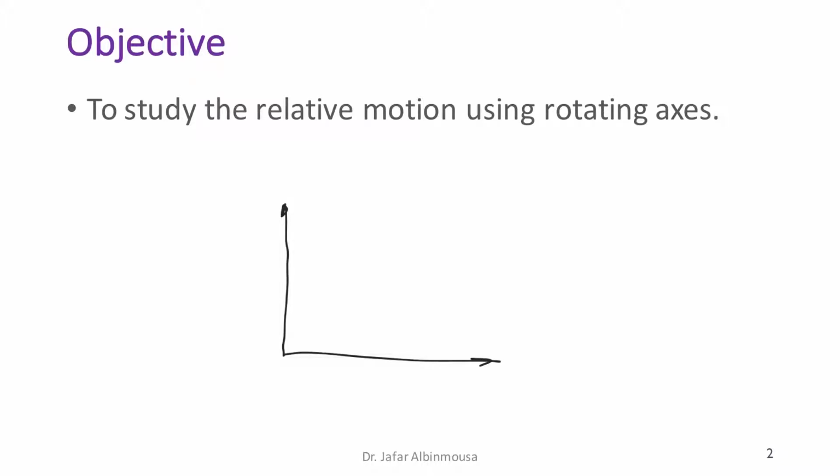Just to remind you, previously we did relative motion using translating axes. We said that this is a fixed axis, x and y, and if this is the rigid body and the rigid body is translating, then at one single point, which we call A, we assume that there is a translating coordinate system. Now in this section, we will see that there are many applications where the local coordinate system may rotate, and this is why we need to do this analysis.